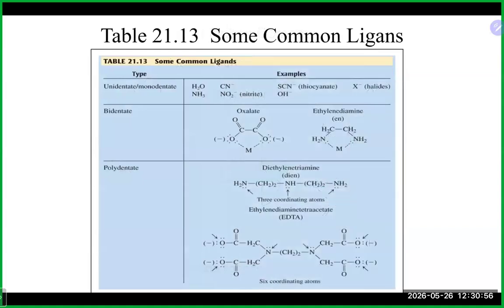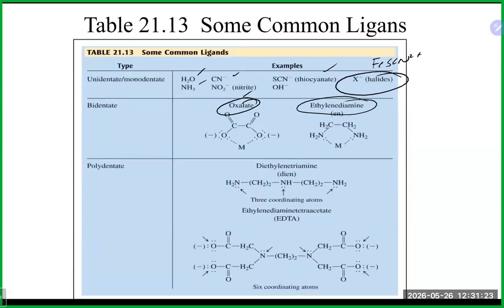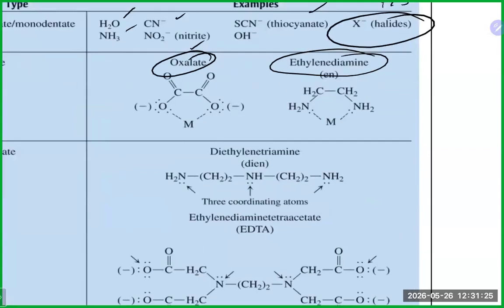Here's a table, and you have a similar table in your book, of some common monodentate, or unidentate, ligands: water, ammonia, cyanide, nitrite, thiocyanate, like we saw with our equilibrium experiment, that guy right there, and all of our halogens as well. There's our oxalate and our ethylenediamine. Here's one that could actually do it in 3 spots.